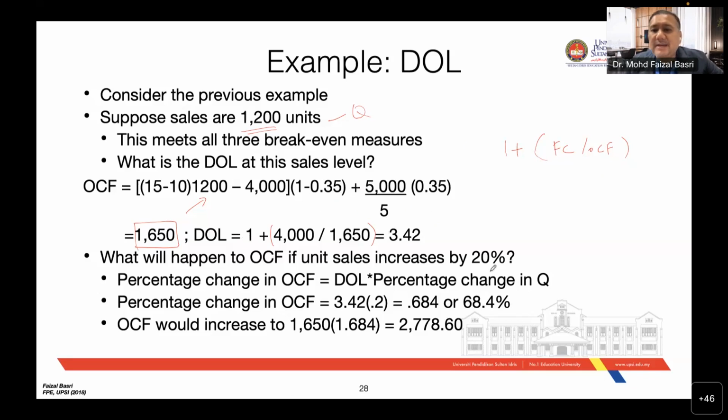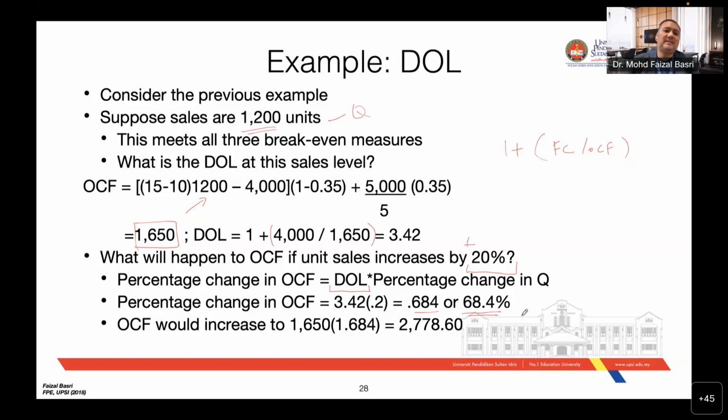So if you want to forecast what happens to the OCF if your sales increase by a certain percentage, in this case they give you 20%. To find the percentage change in OCF, what you need to do is take the DOL, which is 3.42, and multiply it by the percentage change. In this case it's a positive 20%. So 3.42 times 20%, you get about 0.684, or equivalent to 68.4%. So meaning for a 20% change in quantity, the OCF will increase by 68.4%.